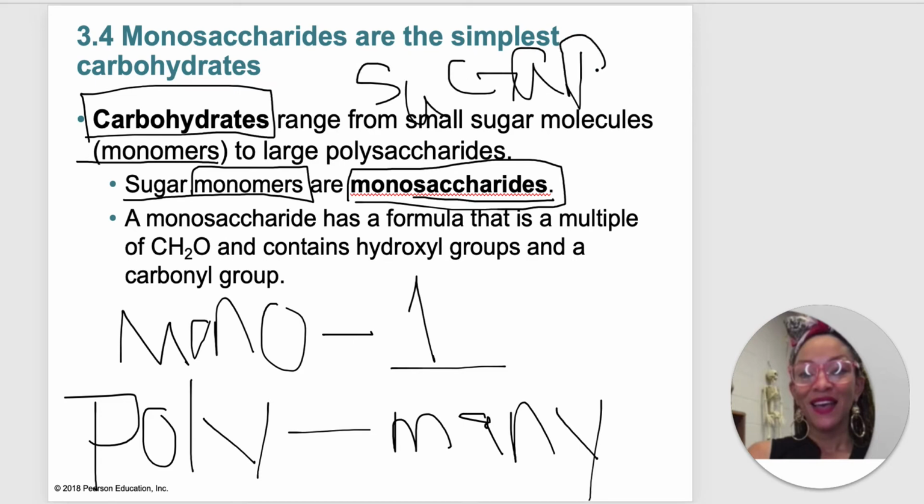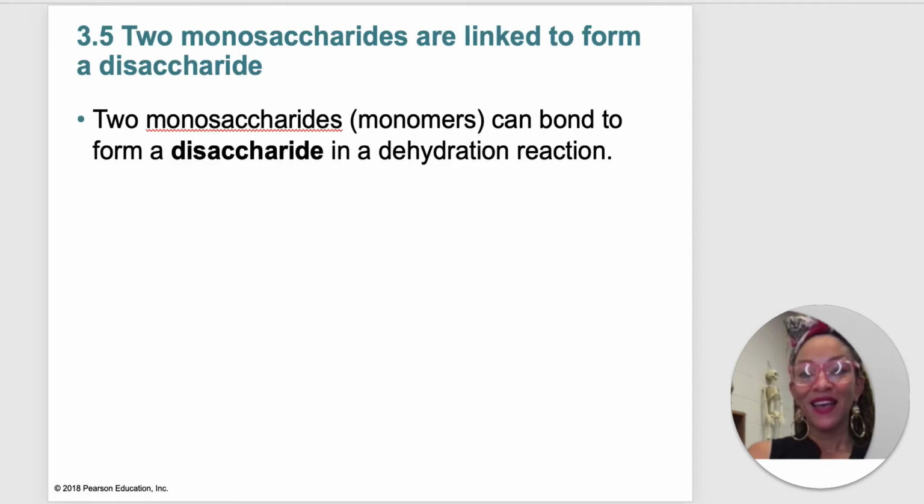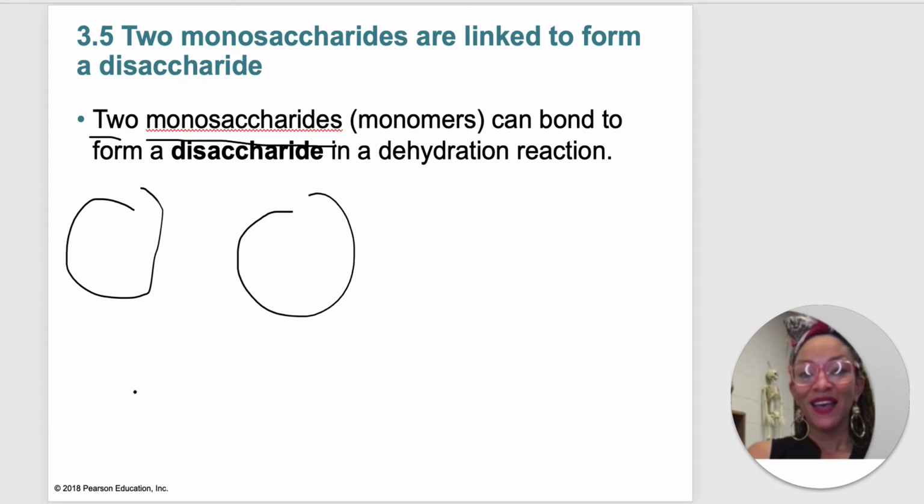Sugar. So a monosaccharide is one sugar, while a polysaccharide is composed of many sugars. Here's our little bees in the honeycomb making honey, which is a natural sugar. Let's take two monosaccharides, which are the exact same thing as monomers. We bind them together by taking away a water molecule in our dehydration.